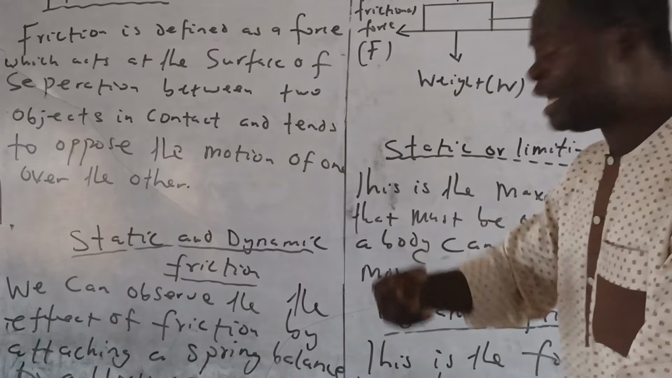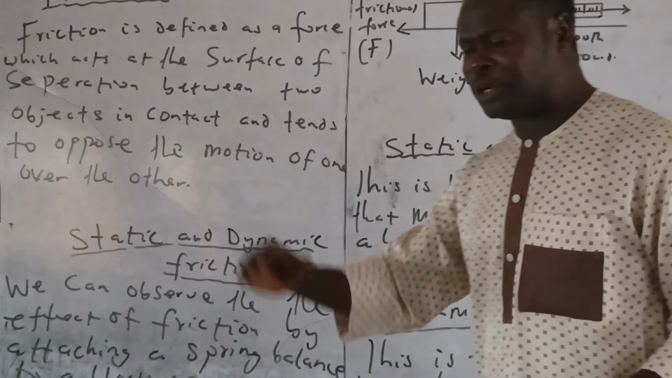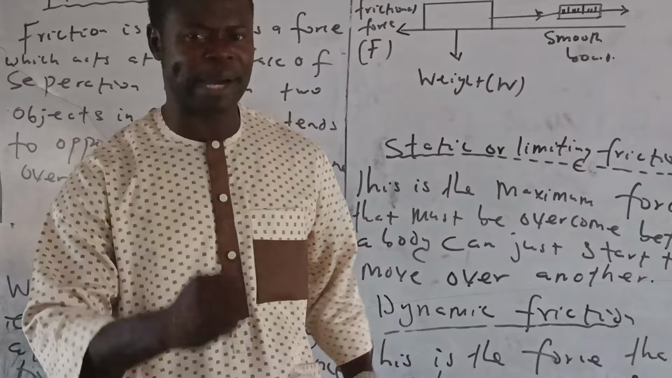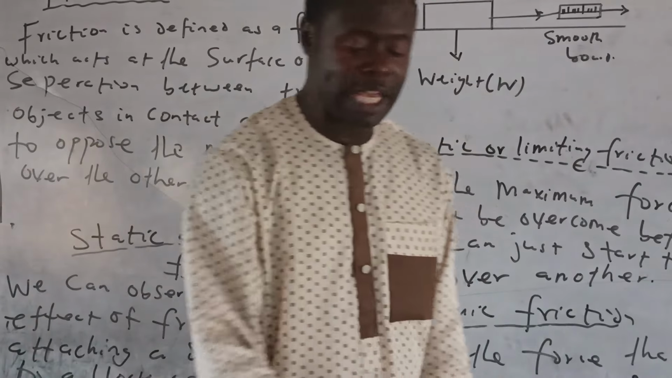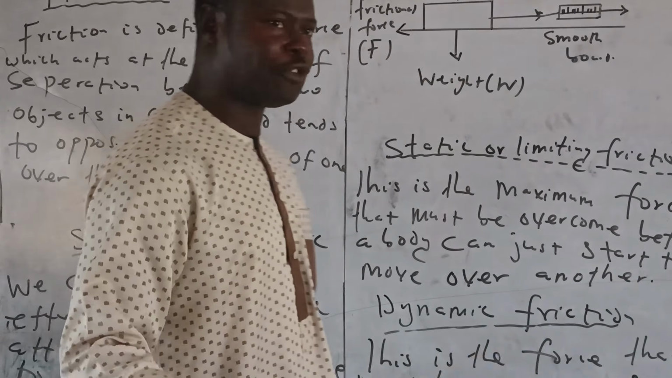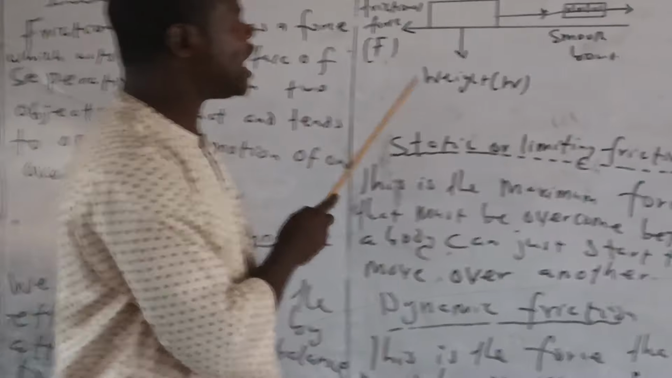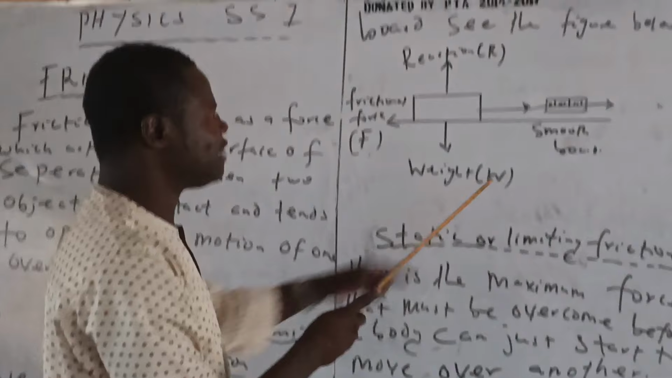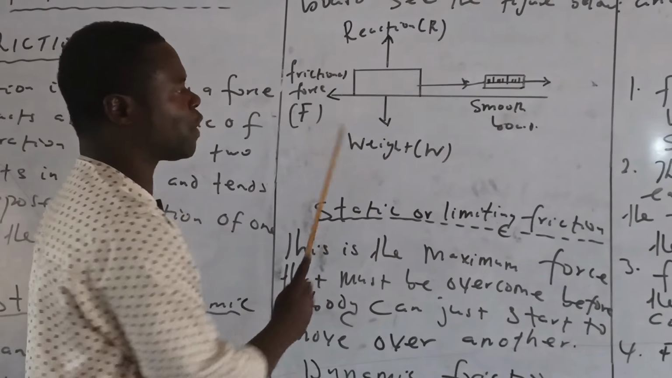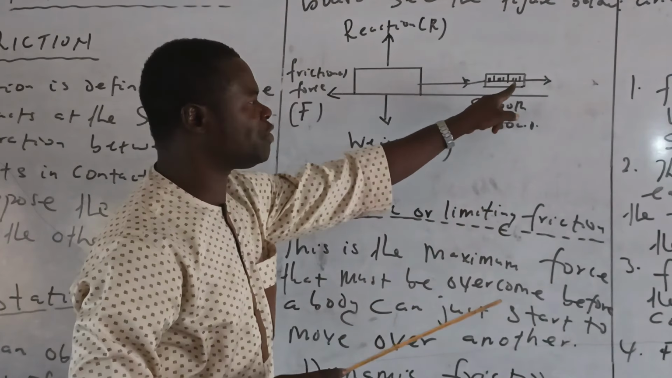That is to say, pulling the spring balance with a force so that we can see the effect of the friction. When we put it on a normal table surface, the spring balance we attach to the wood is going to give us the reading of the frictional force on the surface of the wood. So we look at this figure. As you can see, this is a wood, this is a spring balance, and it's being pulled on a very smooth board. When you pull this wood, you are going to see the reading on this spring balance.